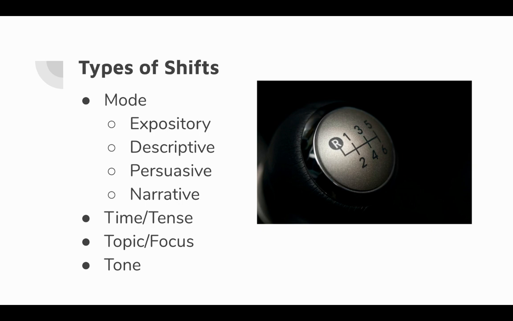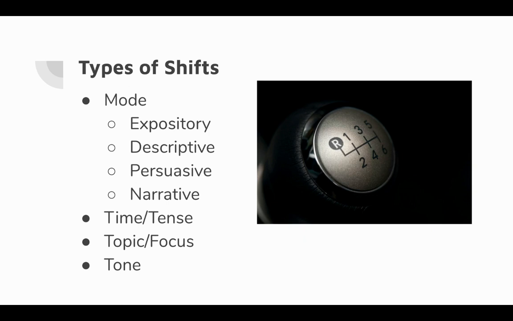Okay, so what different types of shifts are there? I've already talked to you a little bit about the different modes. These are used in a short piece of nonfiction, but they're not used that frequently to switch in mode. If you start in narrative mode, you usually stay in narrative mode in a short piece. If you start in expository, you usually stay there. But you could shift in and out of them a little bit.